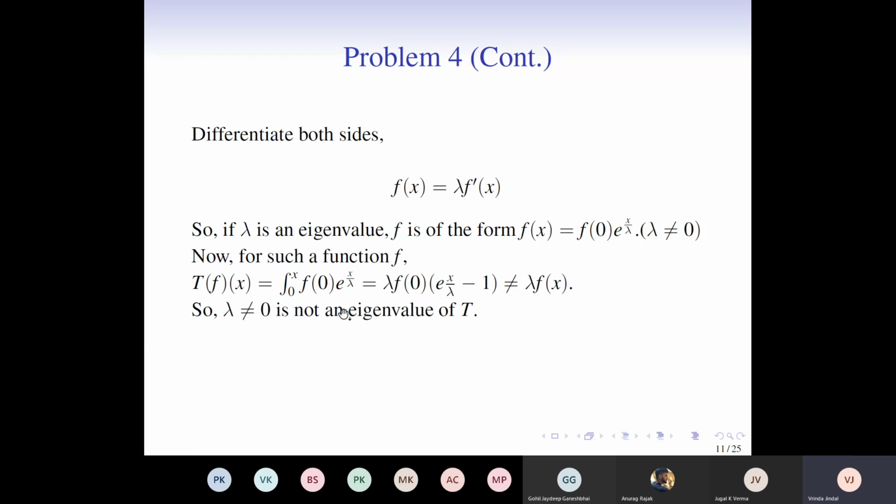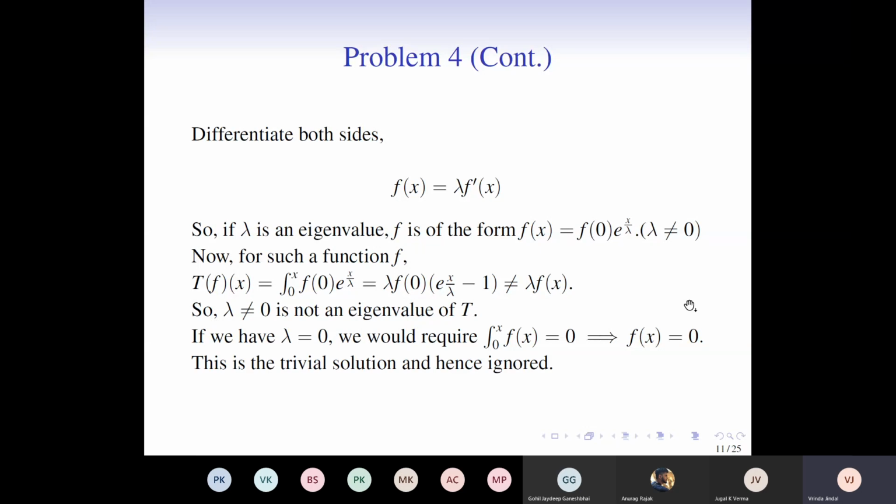So lambda is lambda for lambda not equal to 0. We don't have lambda as an eigenvalue of T. Now what about lambda equal to 0? For lambda equal to 0, we would require the integration of f of x to be 0. That is only possible if f is 0 on the entire domain.